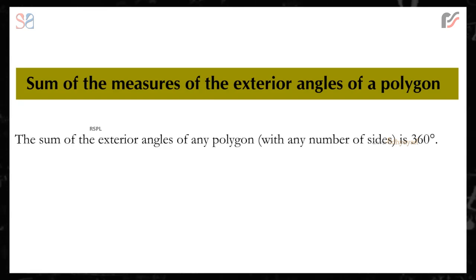Sum of the measures of the exterior angles of a polygon. The sum of the exterior angles of any polygon with any number of sides is 360 degrees.